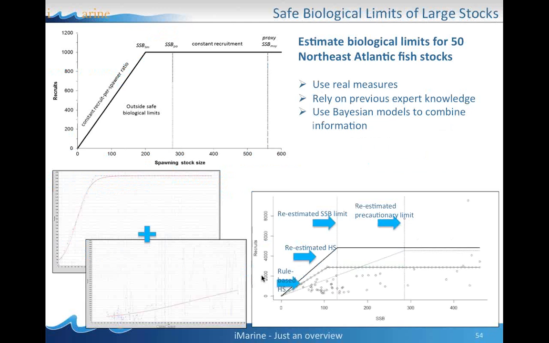More collaborative approaches were applied in this case, in which the scientists wanted to estimate this trend for a set of stocks of commercial interest. And in this case, we applied some of our Bayesian models, the models that we already host in the infrastructure, in order to combine expert knowledge with the real data and to estimate the health status of these 50 stocks.